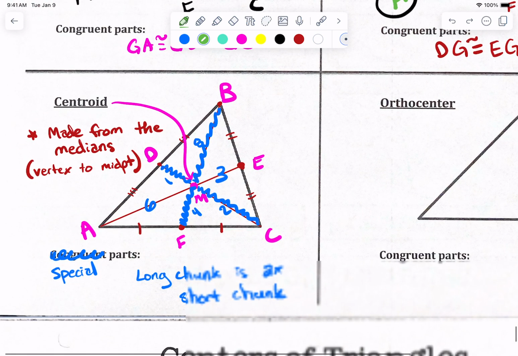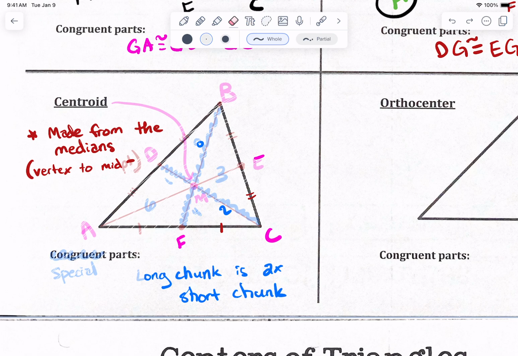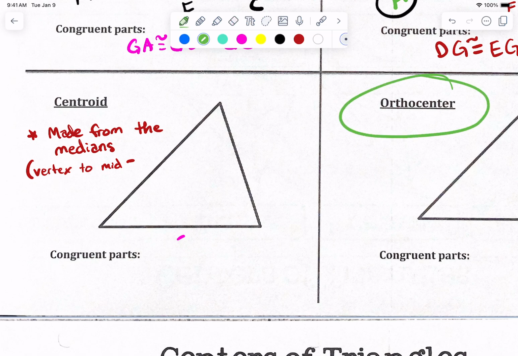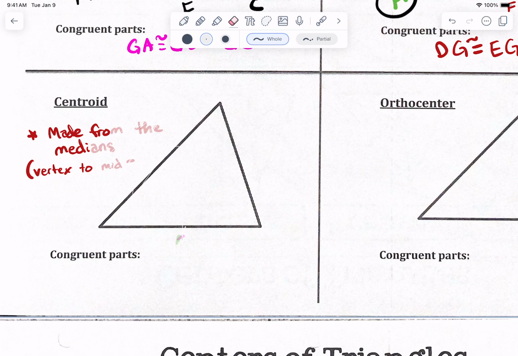Okay, let's go to this one. We're talking about centroid here. I'm going to erase all this stuff from this morning. And out of the 4 that we're going to do, we're going to save orthocenter for tomorrow. But out of the 4, this one's my favorite because it's like a little puzzle. Okay, so here we go.